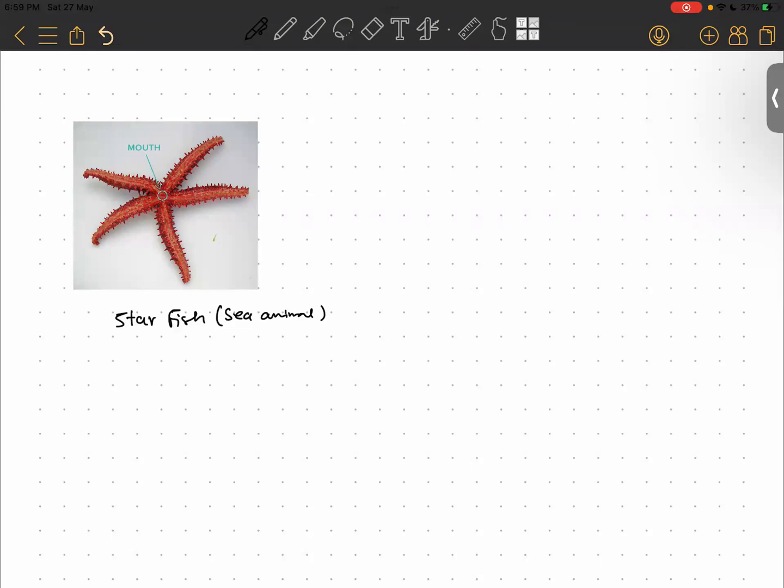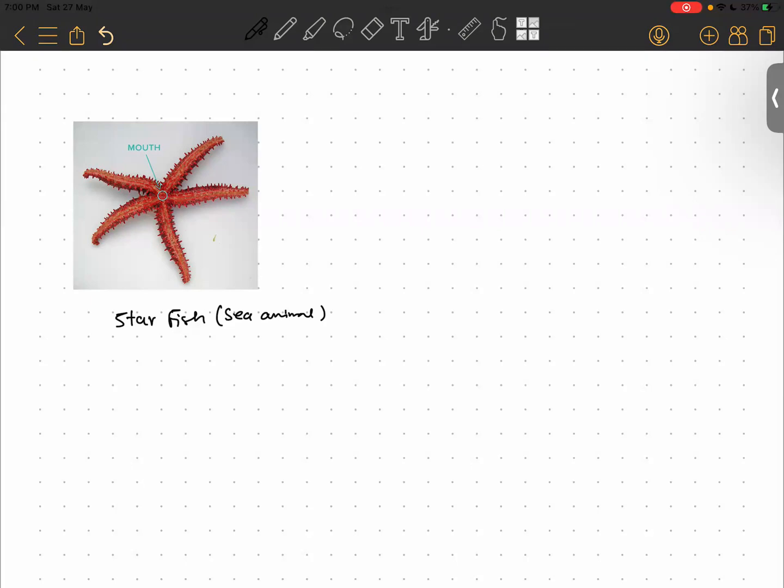Afterwards, the starfish takes out its stomach from its mouth. Then it injects enzymes into the body of the prey, and it digests the prey and then eats it. Okay, let me draw a diagram, then it will be more clear.